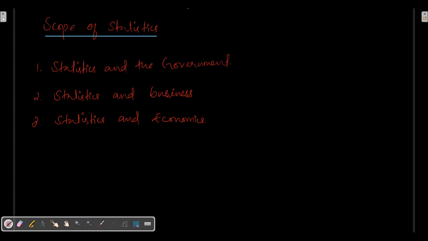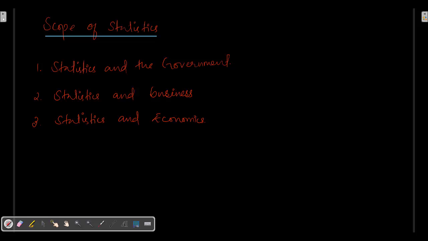And the first one is statistics and the government. Here, statistical data and statistical methods help in promoting human welfare, bringing stability in economy, and promoting growth of the country. It helps in appropriate policy formation and monitoring its effective implementation by the government. For example, telecom, railways, defense, education, industrial, and agricultural policies are framed with the help of statistical data and methods.